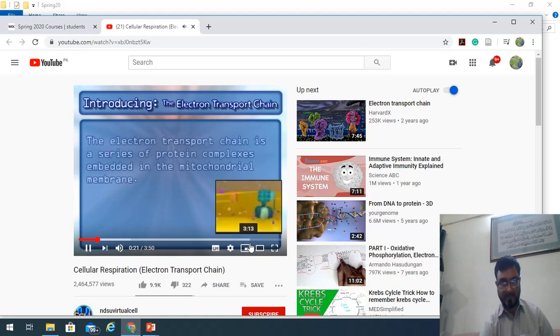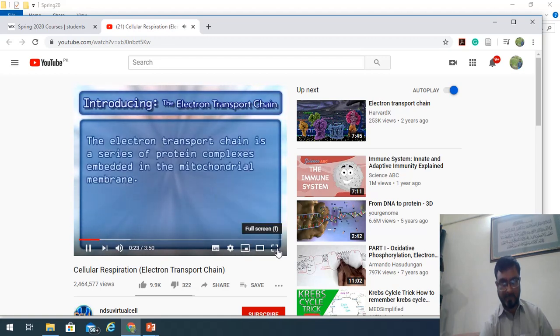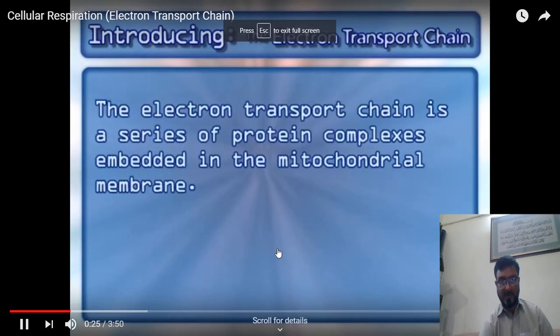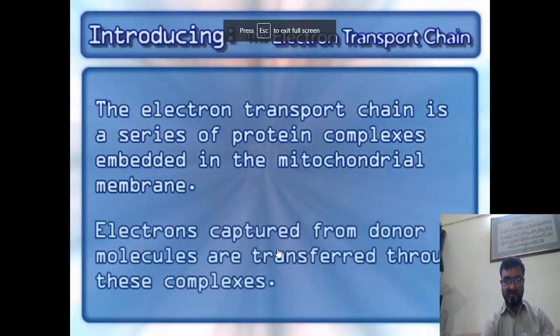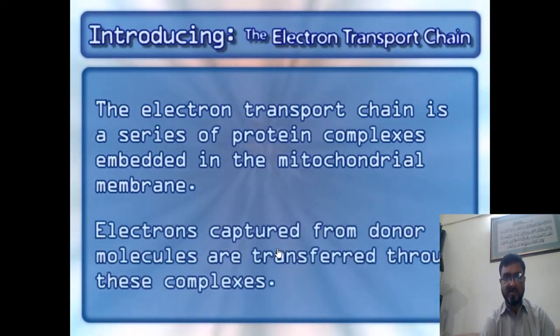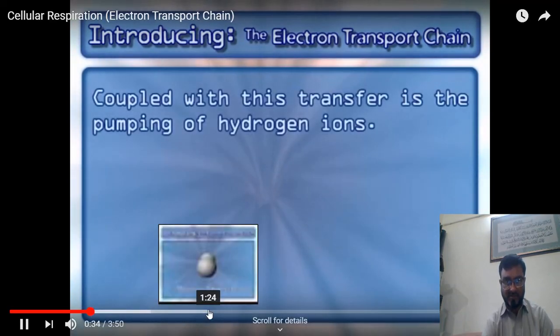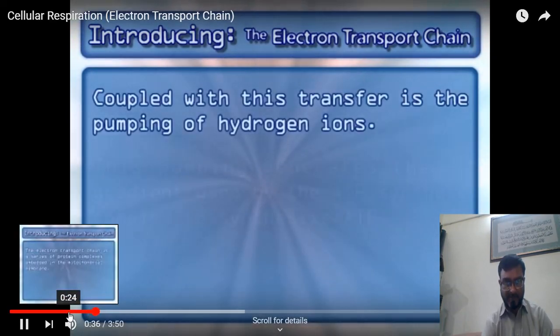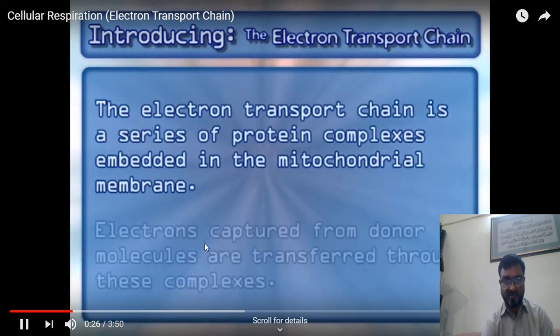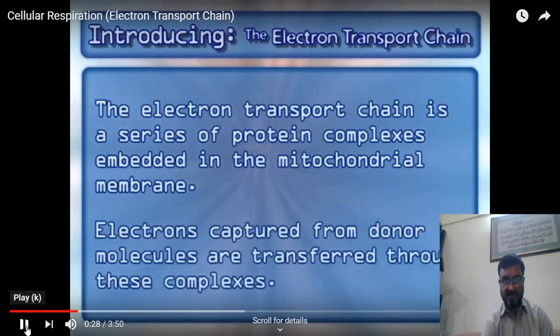The electron transport chain is a series of protein complexes embedded in the mitochondrial membrane. Electrons captured from donor molecules are transferred through these complexes. Coupled with this transfer is the pumping of hydrogen ions. This pumping generated in the mitochondrial membrane. Electrons captured from donor molecules. Series of protein complexes embedded in the mitochondrial membrane. Electron captured from the donor molecules. Donor molecules are transferred through these complexes.